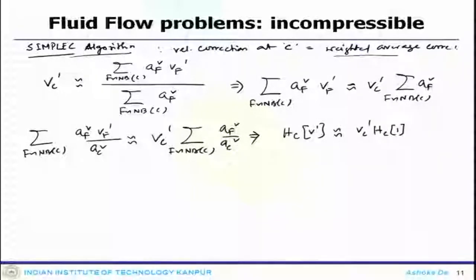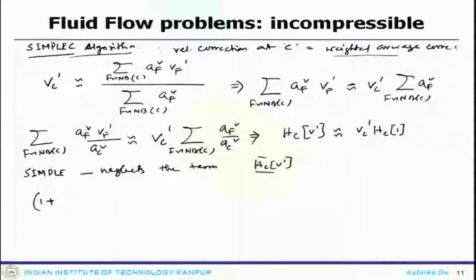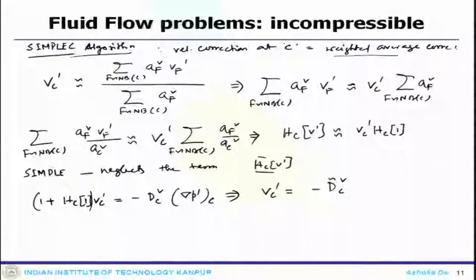And then, instead of neglecting the a_C bar V prime term, so in SIMPLE what we have done is that it neglects the term a_C bar V prime. Now in this case we do not neglect this term, rather it is replaced by an equation which can be written as 1 plus H_C 1 V_C prime equals minus D_C^V delta P prime_C, which will lead to V_C prime equals minus D_C^V delta P prime_C. So from here one can derive the pressure correction equation.